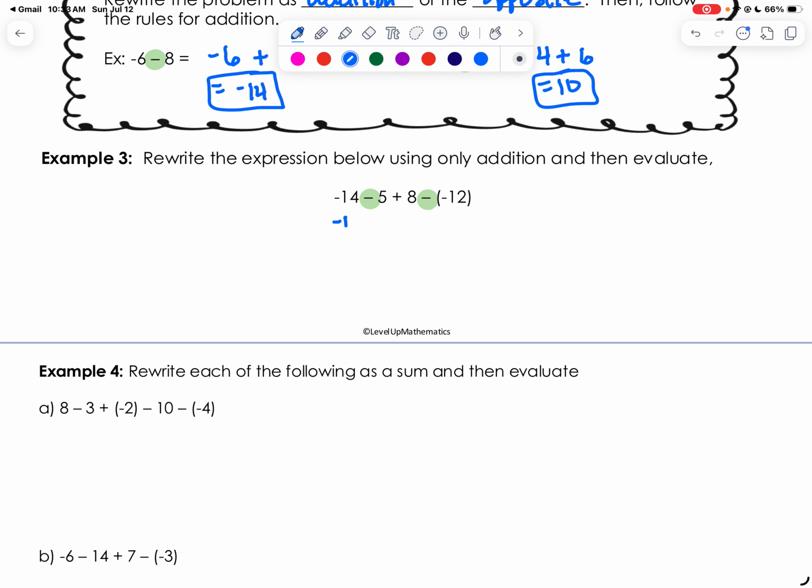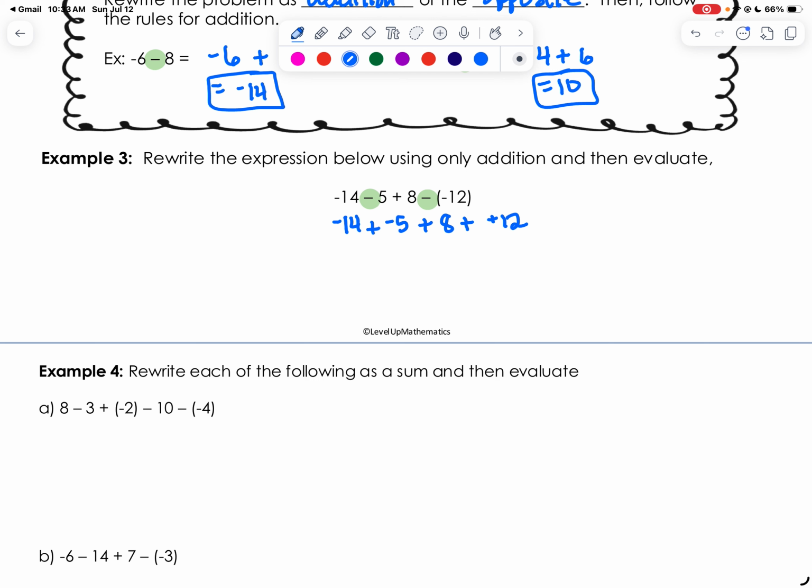So remember, you keep your first number the same, -14. The minus becomes a plus. The +5 becomes -5. So addition of the opposite. The +8 doesn't need to be rewritten because it's already addition. Then the minus -12, remember we're going to rewrite this as addition of the opposite. So subtraction becomes addition, -12 becomes +12. And you don't even have to put that little positive right there if you don't want to.